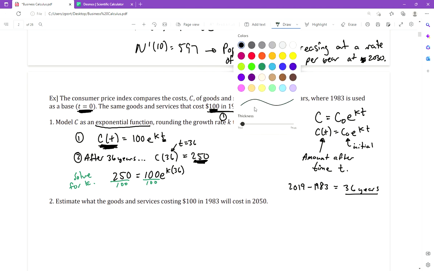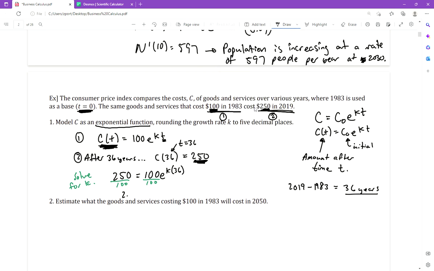And as we do that, this would become, okay, so 2.5. Let's just do a decimal. 2.5 equals e to the 36k. Okay, so it looks like that. Now, I'm going to rewrite this part up here on the right side. So 2.5 equals e to the 36k, I'm just rewriting it.